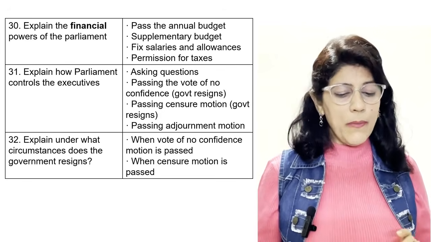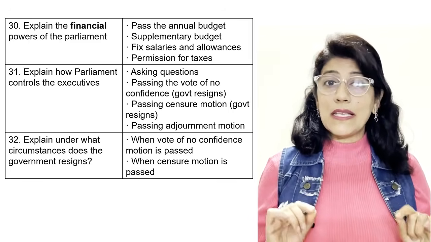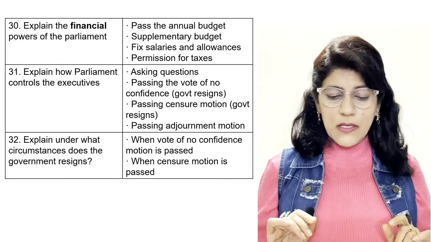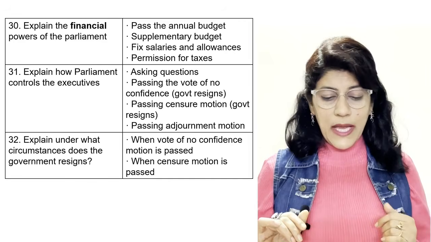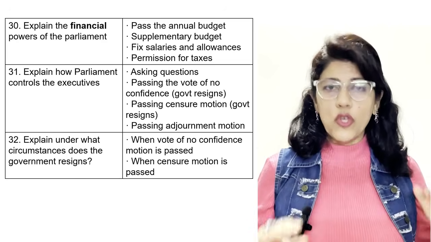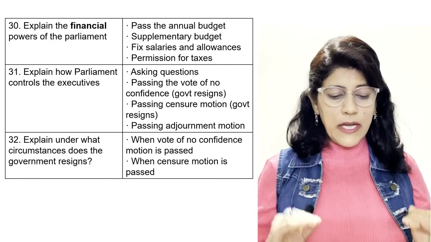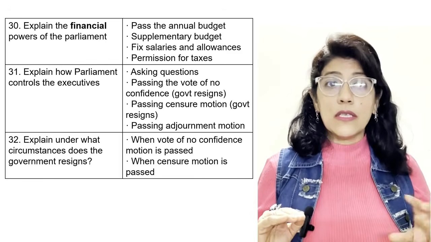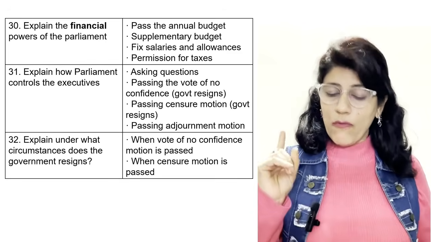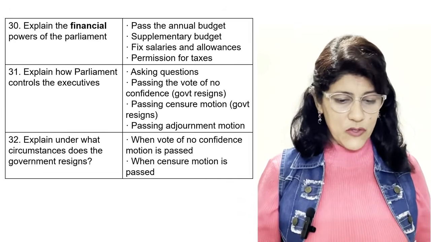Explain how Parliament controls the executive. Asking questions, passing the vote of no confidence, otherwise the government has to resign, passing a censure motion, the government has to resign, passing an adjournment motion to lay aside all other business. Explain under what circumstances the government resigns. When a vote of no confidence motion is passed, when a censure motion is passed.